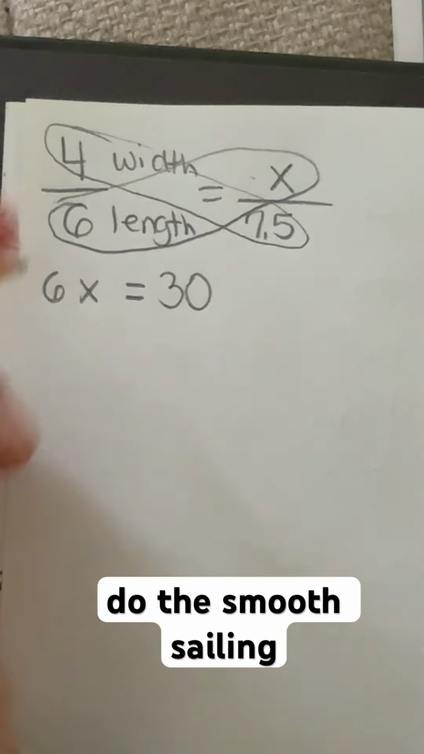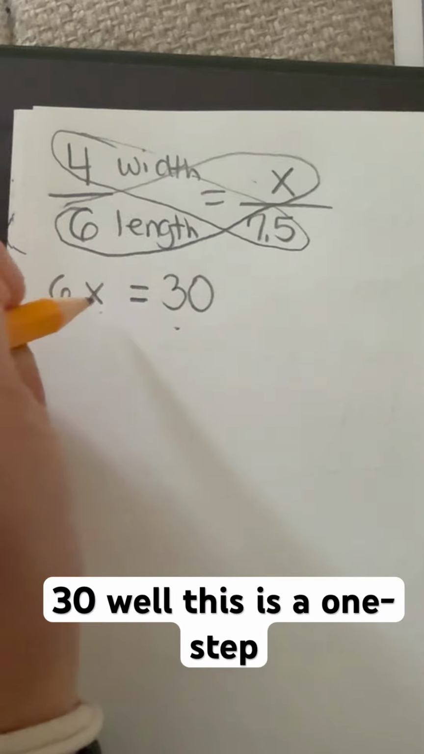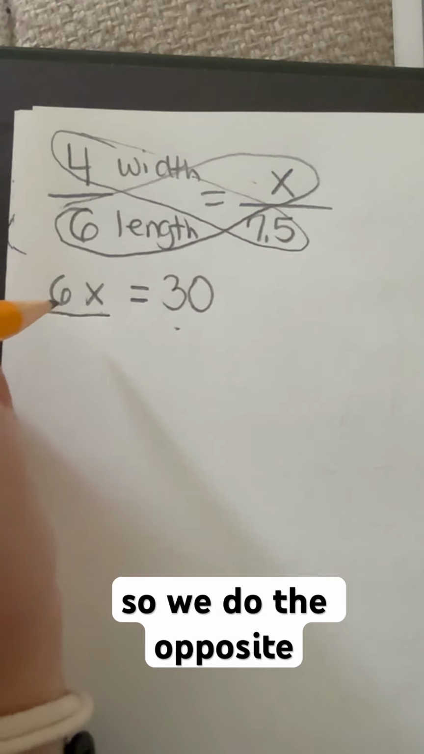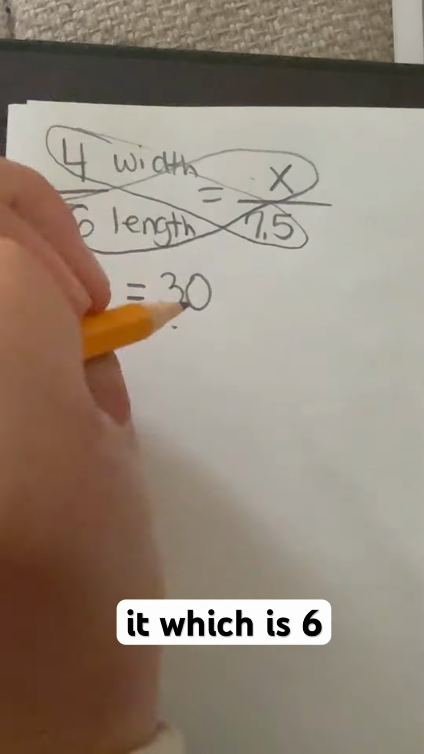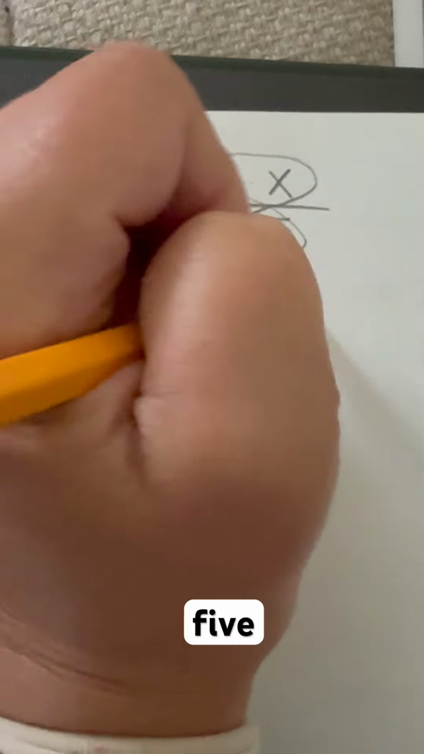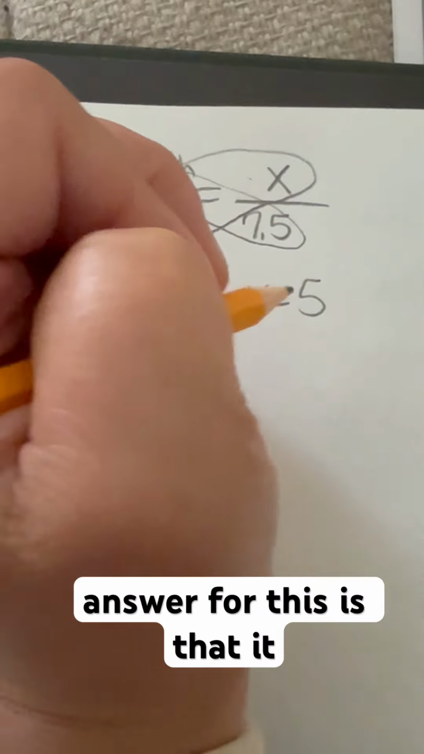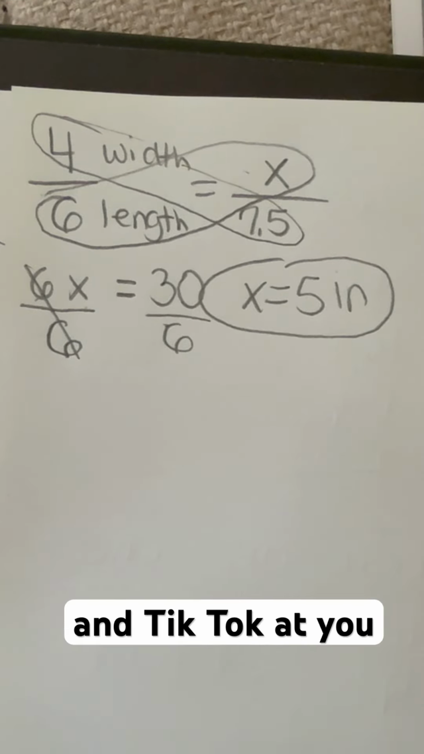Now we should be able to do the smooth sailing. What number times 6 is going to give me 30? Well, this is a one-step equation for algebra. So we do the opposite operation, which is to divide both sides by the number in front of it, which is 6. And 30 divided by 6 gets me 5. So my answer for this is that it would be a 5-inch width.